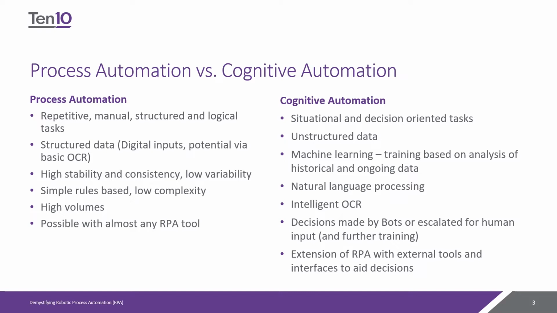Moving on to the right-hand side of the page, you can see the attributes of cognitive automation. Cognitive automation involves more complex or decision-oriented processes with a higher likelihood of unstructured data or edge cases which require significantly more investment and often require the use of additional tools to fully or partially automate.